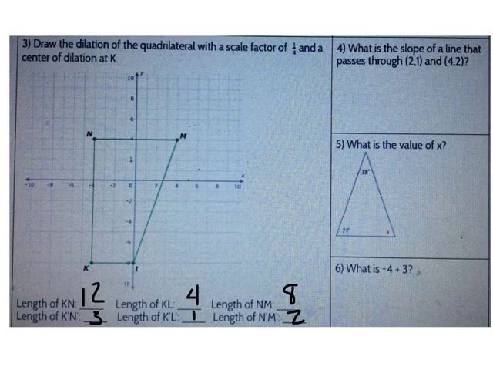Go ahead and draw the dilation on your paper now. Check to see that your dilation looks like mine. Each side has been reduced with a center of point K.